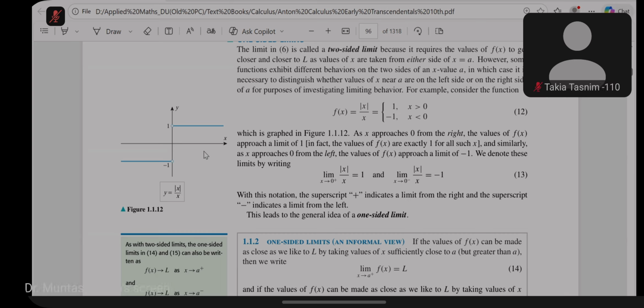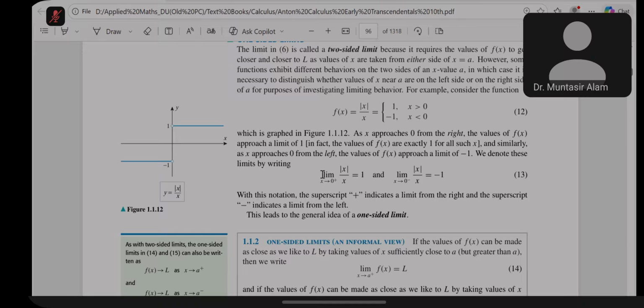-1. Yes, you can answer the question directly from the graph. So we are moving towards 0 from the left-hand side. In the left-hand side of 0, the function value is always -1. So you can say the limiting value is -1. But if we approach 0 from the right-hand side, then the function value is always +1. That means the limiting value of the function if x approaches 0 from the right-hand side is +1.